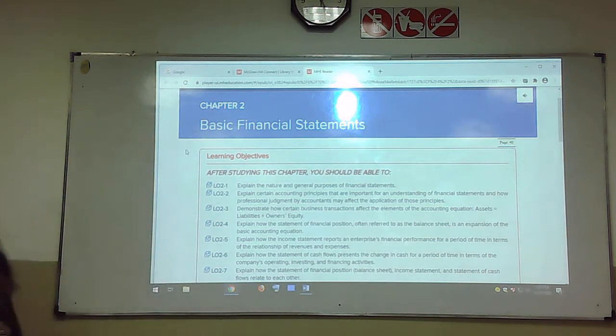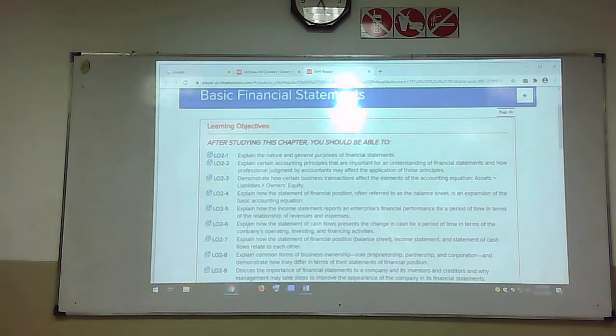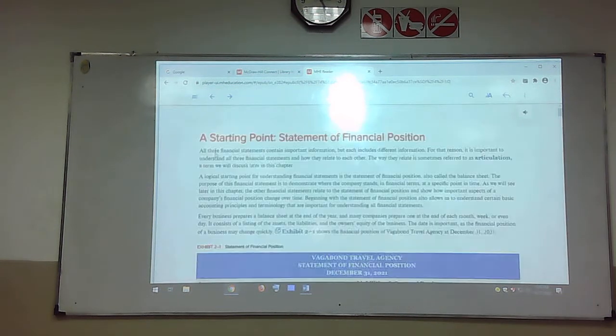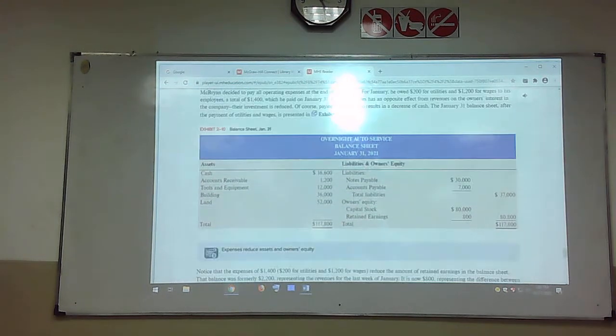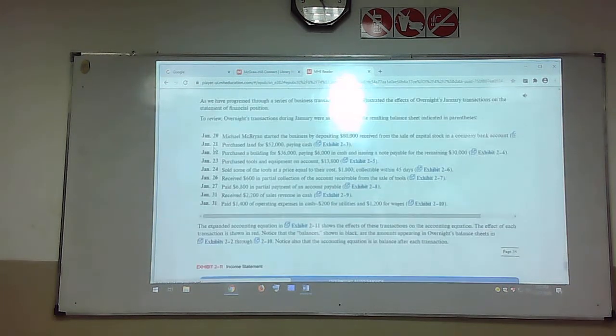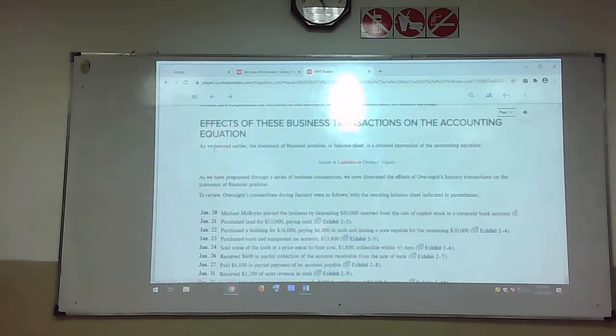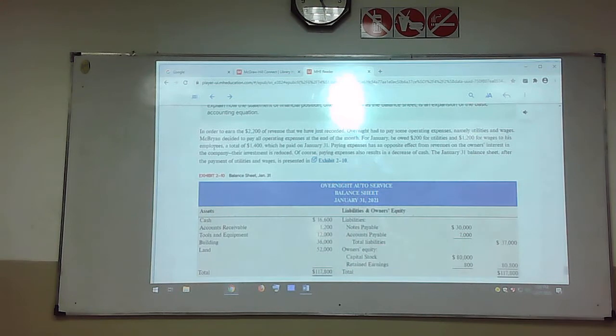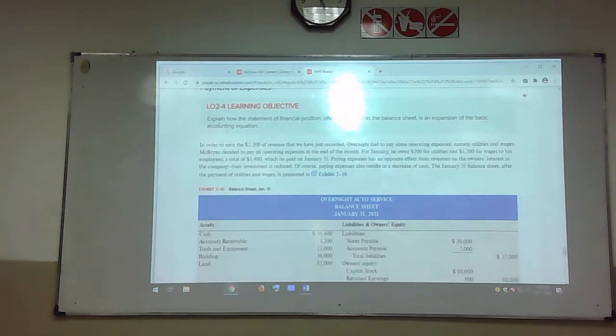So let's just begin with the learning objectives. As you can see, what we're going to be dealing with is this portion of the balance sheet and the LO2-4. And income statement has already been dealt with in the third chapter. So as you can see, now let's just look at the learning objective 2-4 and what does it entail, okay?